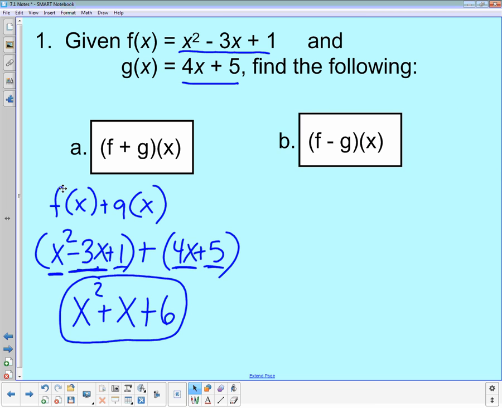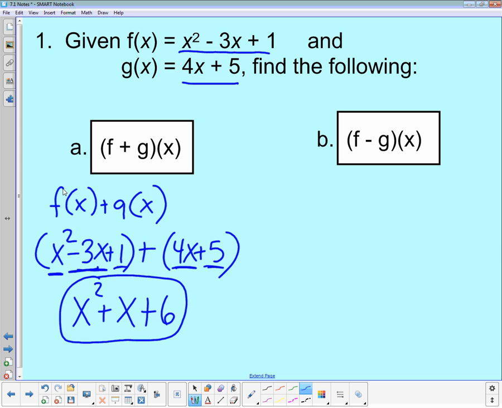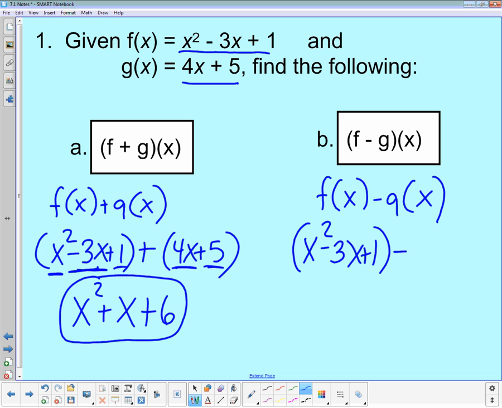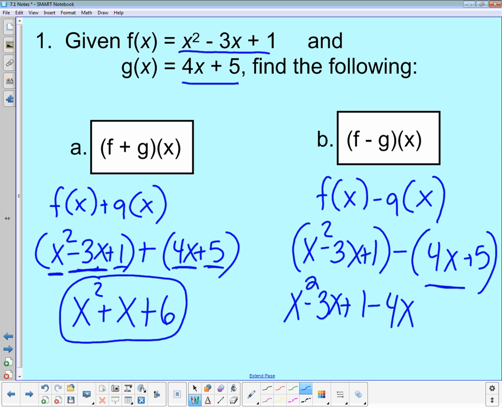For our second example, they're asking us to find f minus g of x. Once again, we can write this as f of x minus g of x. Our f of x is equal to x squared minus 3x plus 1, and then we're subtracting our g of x. Remember to put your g of x into parentheses so that we distribute our subtraction sign throughout the whole thing, so 4x plus 5. Distributing our negative sign throughout our g of x, we have x squared minus 3x plus 1. A negative 1 times 4x gives us a negative 4x, and a negative 1 times a positive 5 gives us a negative 5.